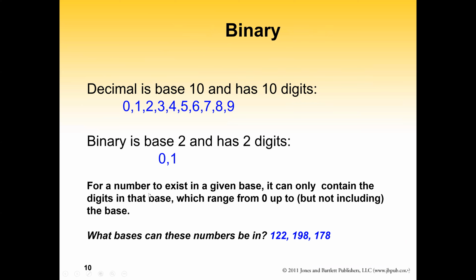So here we say for a number to exist in a given base, it can only contain the digits in that base, which range from 0 up to, but not including, the base. So we ask, what bases can these numbers be in? It can be any base, so 122, 198, 178.